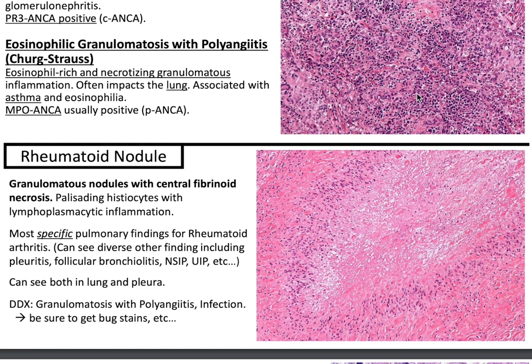You can see diverse other findings, however, including pleuritis, follicular bronchiolitis, NSIP, UIP, etc. And you can see both in lung and pleura. Your differential diagnosis is granulomatosis with polyangiitis, infection, and so you want to get bug stains to rule that out.